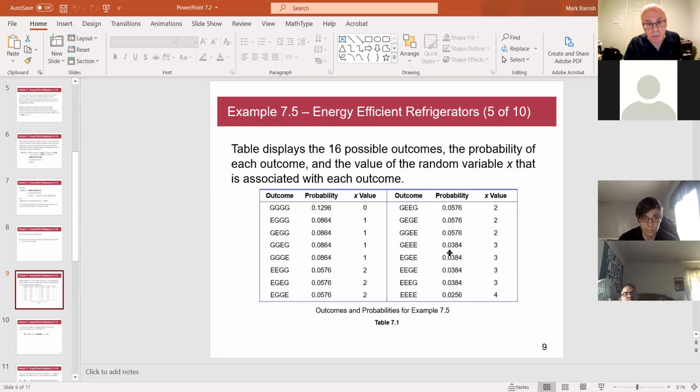0.0384 is the probability for each one of them, and there are 4 of them, so we add them up, and that would be the value for x. All right.